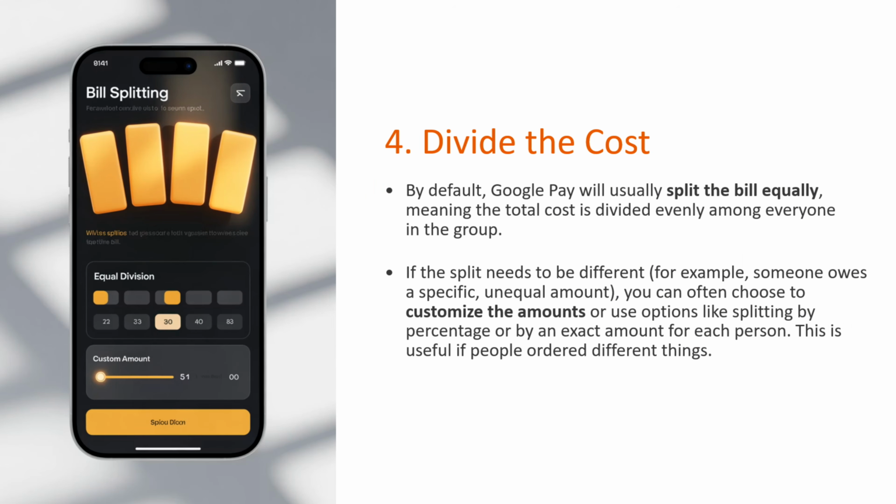Step 4 is divide the cost. By default, Google Pay will usually split the bill equally, meaning the total cost is divided evenly among everyone in the group. If the split needs to be different, for example, someone owes a specific or unequal amount, you can often choose to customize the amount or use an option like splitting by percentage or by an exact amount for each person. This is useful if people ordered different things.